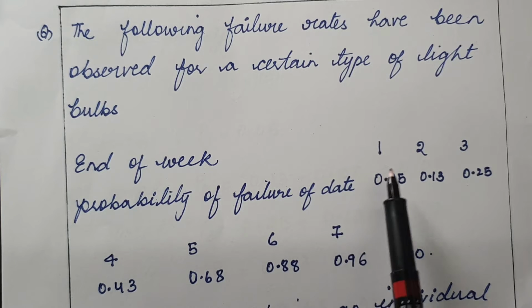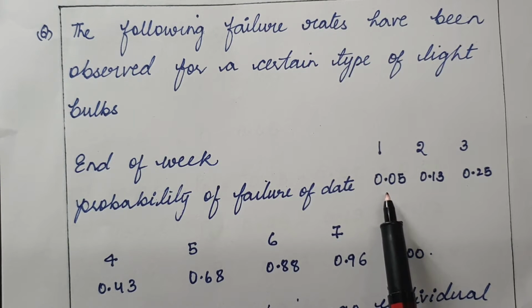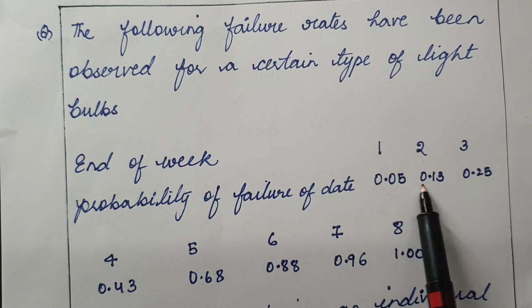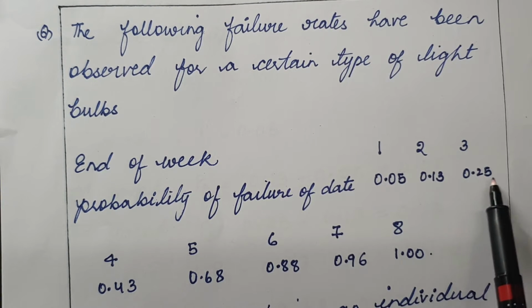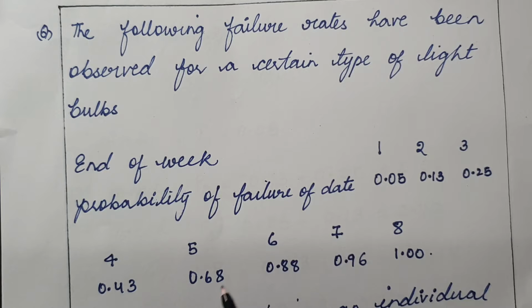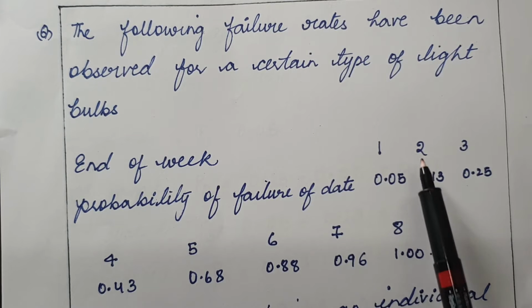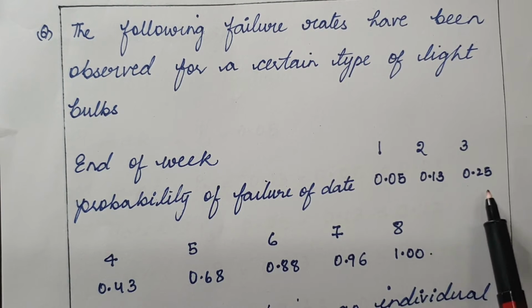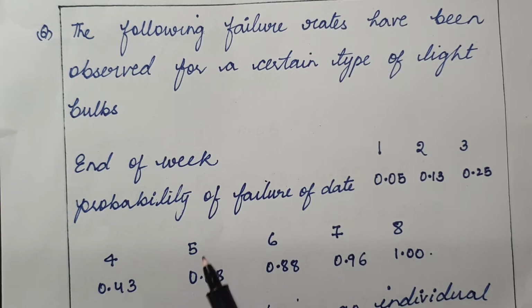So here in first week the probability of failure is equal to how much? 0.05. In second week 0.13. In third week 0.25. In fourth week 0.43. In fifth week 0.68. In sixth week 0.88. In seventh week 0.96. In eighth week 1. So the probability of failure is this. First week 0.05, second week 0.13, third week 0.25, fourth week 0.43, fifth week 0.68, sixth week 0.88, seventh week 0.96, eighth week 1. This is the failure probability given.